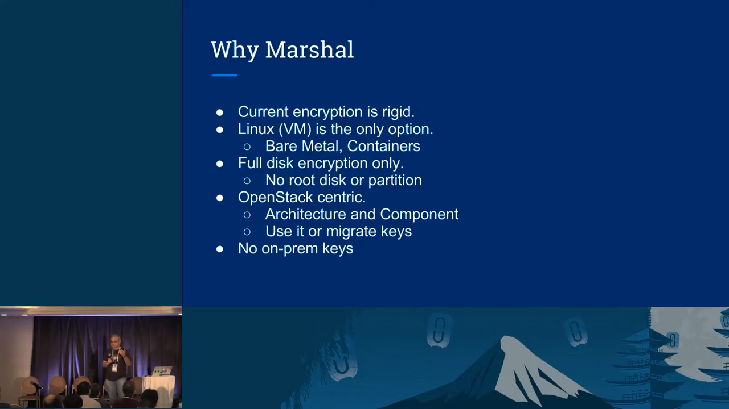Another problem with the existing approach is that it only supports Linux virtual machines. There is no support for containers or Microsoft Windows VMs. It supports full disk encryption only, no root disk or partition. Marshall can fill those gaps. And the existing approach is OpenStack-centric, which means it expects Barbican and pretty much requires the OpenStack architecture. On-prem key integration is not the focus right now, but it can be integrated.